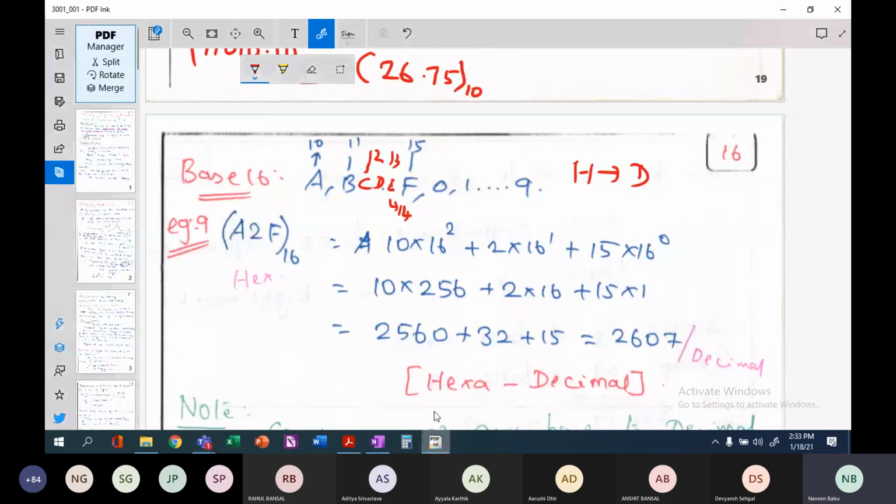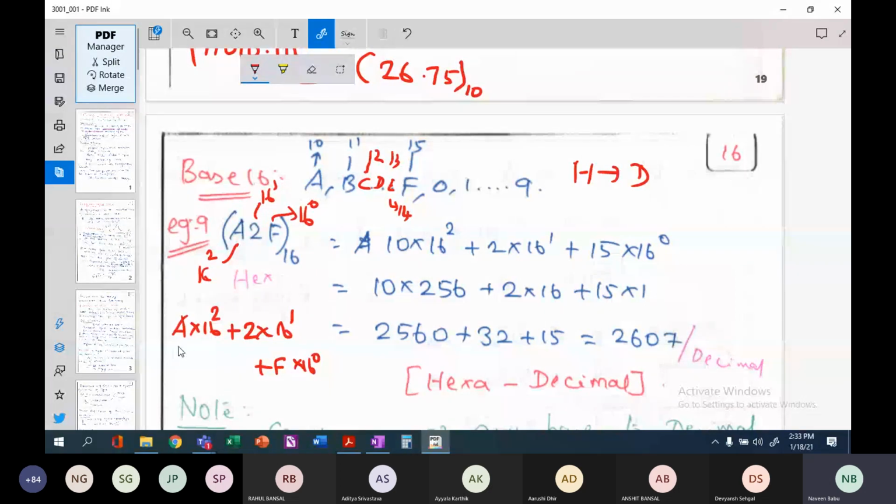All right. So this is how you convert a hexadecimal to a decimal number. So how do you do that? So A to F and this base is 16. Which means this positional weight is going to be 16 power 0. This positional weight is 16 power 1 and this positional weight is 16 power 2. All I need to do is multiply A by 16 squared plus 2 multiplied by 16 power 1 plus F multiplied by 16 power 0.